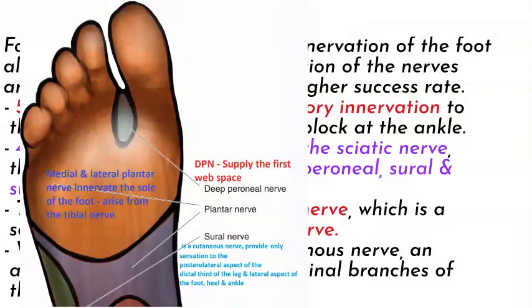This picture illustrates the nerves that supply the plantar region of the foot. So the deep peroneal nerve supplies the first web space. The plantar nerve, that consists of medial and lateral plantar nerve, innervates the sole of the foot and arises from the tibial nerve. The sural nerve is a cutaneous nerve, providing only sensation to the posterolateral aspect of the distal leg and lateral aspect of the foot, heel, and ankle.